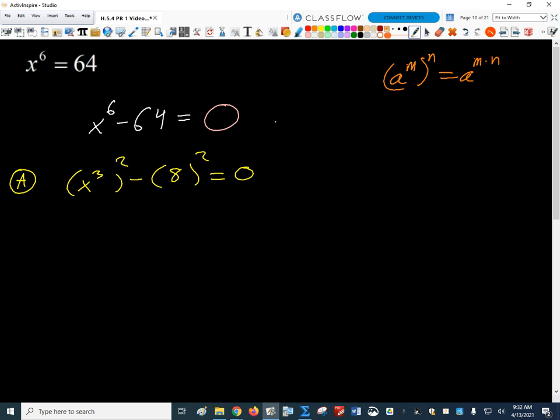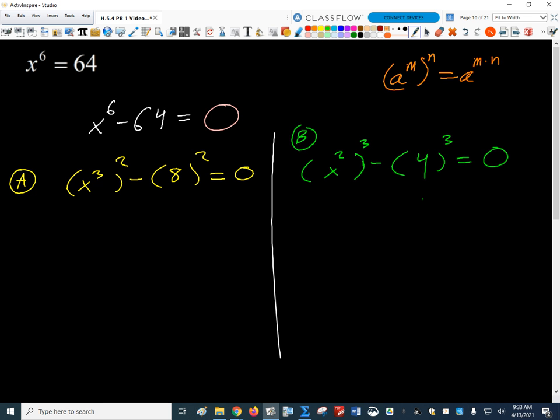Okay. The other option is, could we write this as a difference of cubes? Well, yeah. x to the 6th is what cubed? x squared, okay. 64 is what cubed? 4. Okay, so let's see what happens here then.